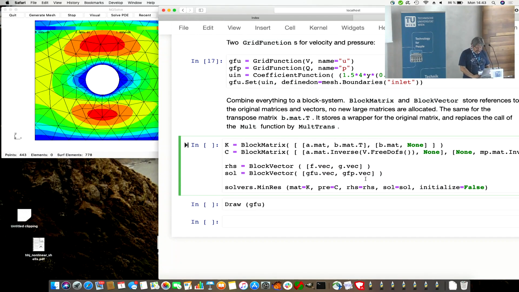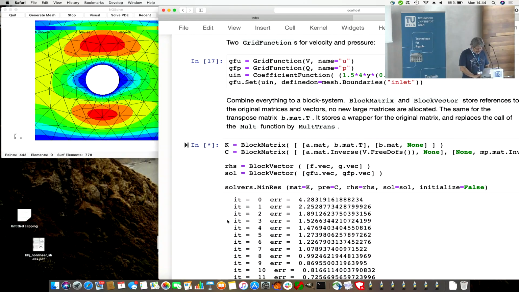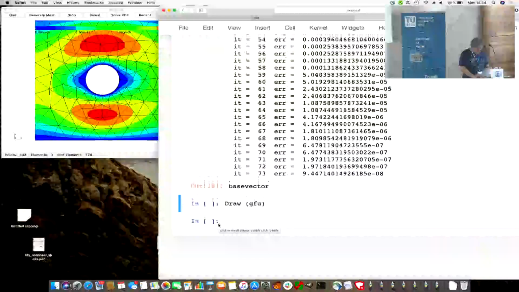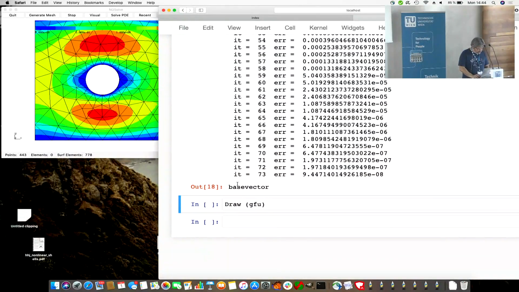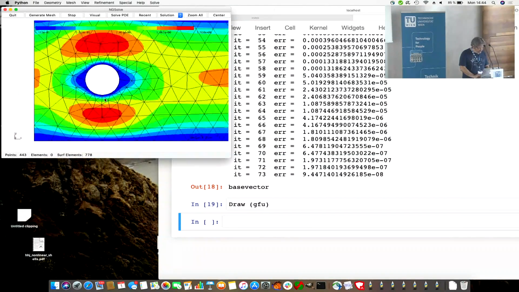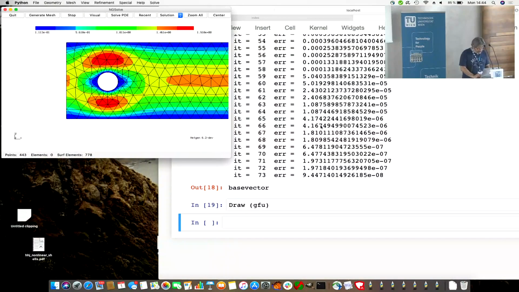And we can call the MinRes. So we have a saddle point problem, which is not positive definite anymore. We cannot use conjugate gradients, but we can call MinRes, for example, for this block matrix K and the block preconditioner C. And I should get the same solution.